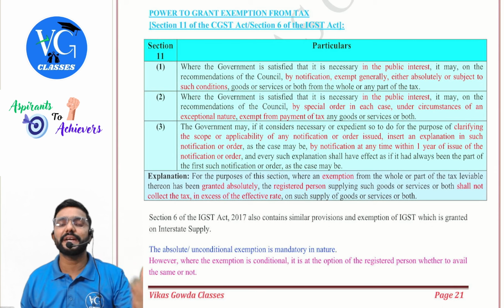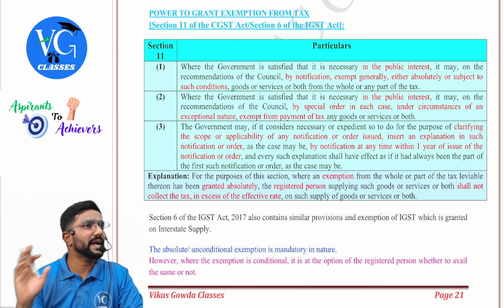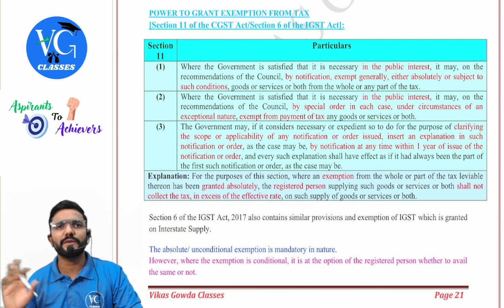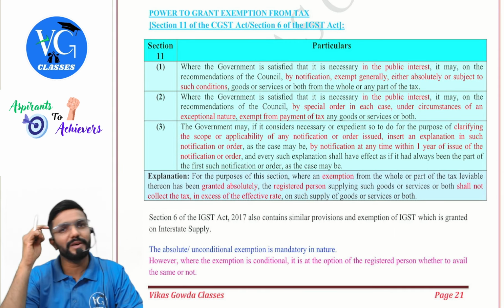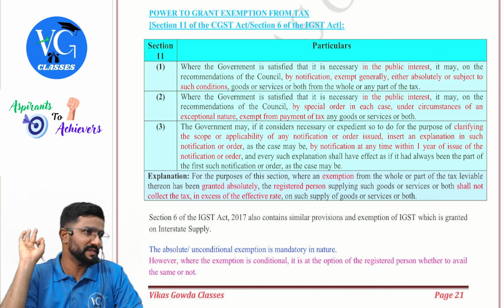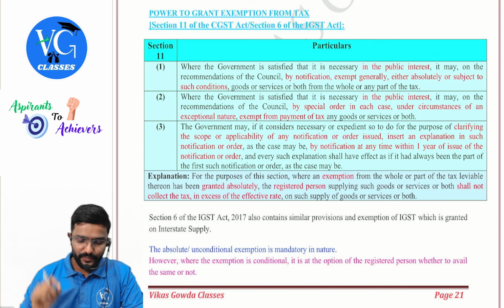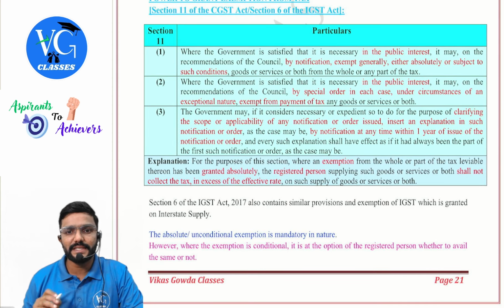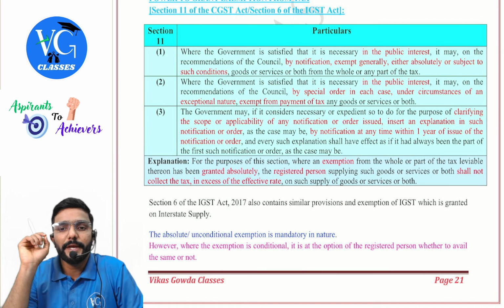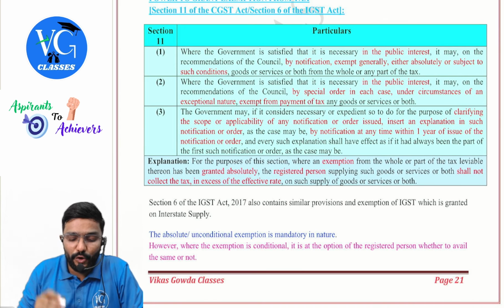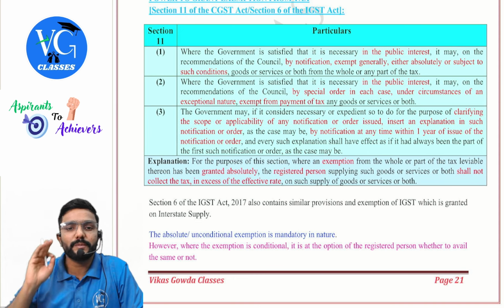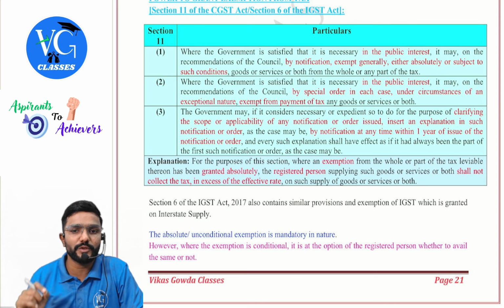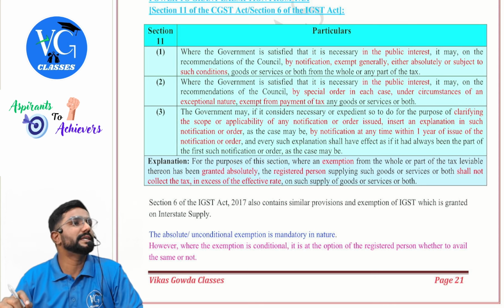Power to grant exemption is given to the government under section 11. Section 11 will not give you the list of the services which are exempt. Section 11 is just giving the power to the government. Using this power, government has notified a few goods and services. Subsection 1: where the government is satisfied that it is necessary in the public interest. They cannot do it in their own interest, only public interest. It may, on the recommendation of the Council, by notification, exempt generally, either absolutely or subject to such conditions, goods or services or both, from the whole or any part of the tax.